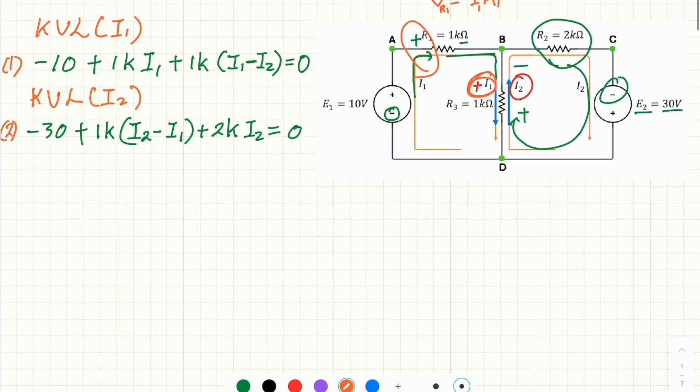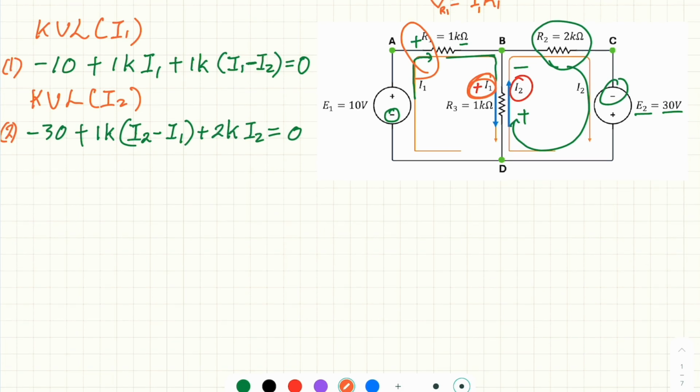There are many methods you can use to solve this system of equations. You can use elimination, substitution, or matrix determinant, whatever method you want. Now, before we solve the equations, I will first tidy them up, because I want to rewrite equations 1 and 2 in a form which is a lot easier for us to solve later. So we first look at equation 1. We got the first unknown I1 and I1. And you have 1K, 1K.